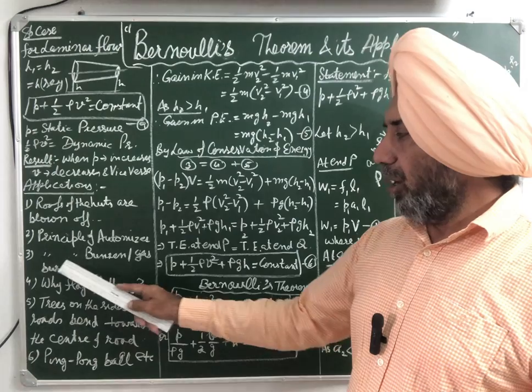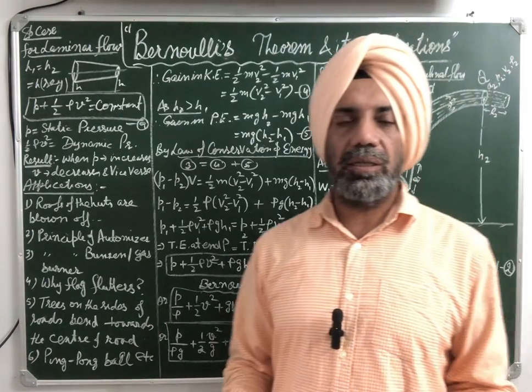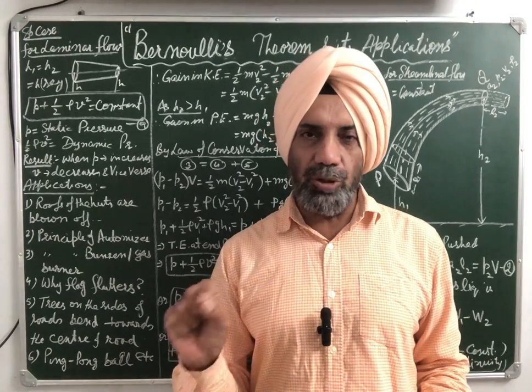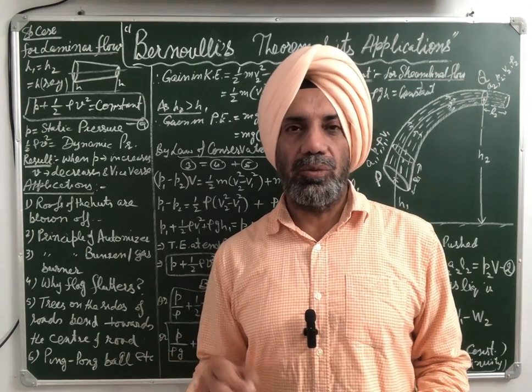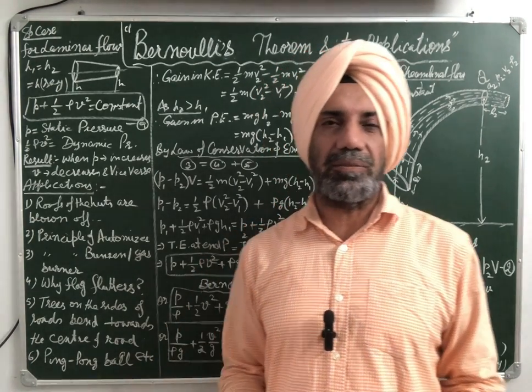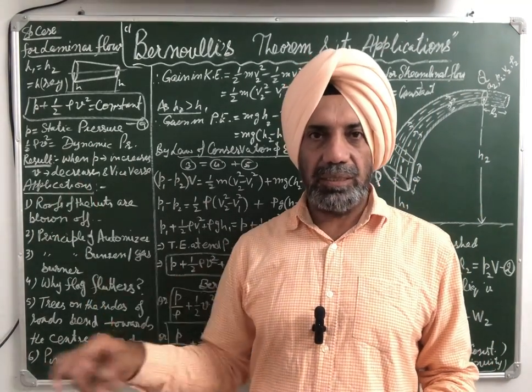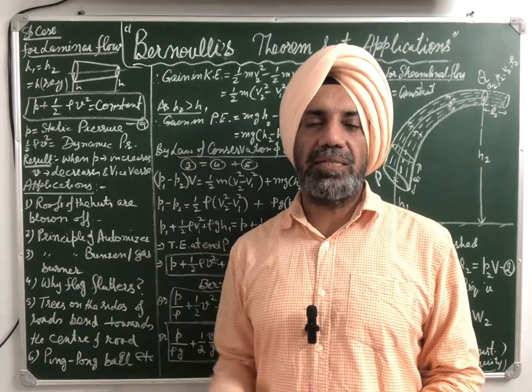Similarly, the principle of a Bunsen burner or gas burner. For a gas burner there is a fine nozzle. So when velocity increases, pressure decreases. Therefore, oxygen enters, air enters, so it gets ignited.